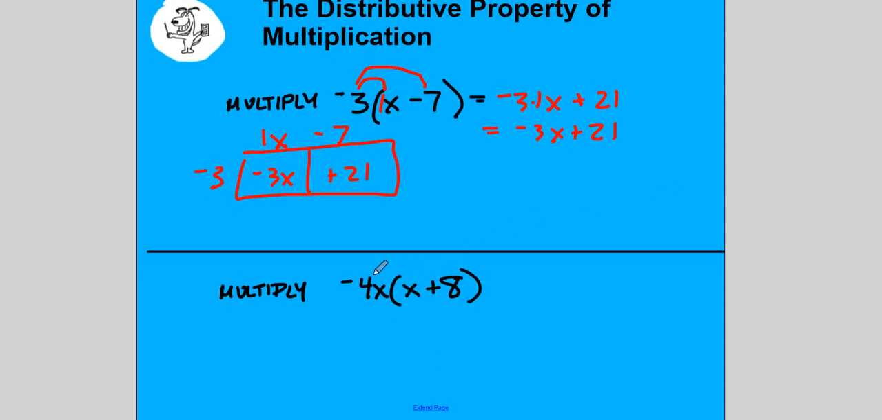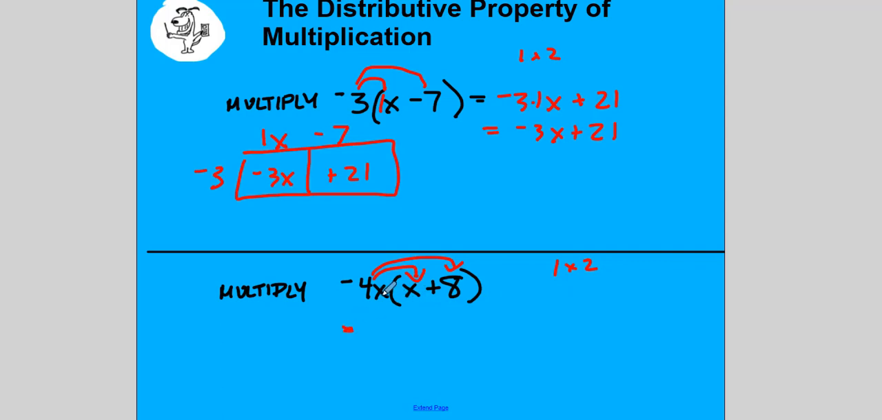Another example, this is negative 4x times the quantity x plus 8, so I'm multiplying one multiplication there, two multiplications there. I like to call this a 1 by 2 multiplication because I have one thing here, two things here, just like this was a 1 by 2. So you're going to have two total multiplications to do.